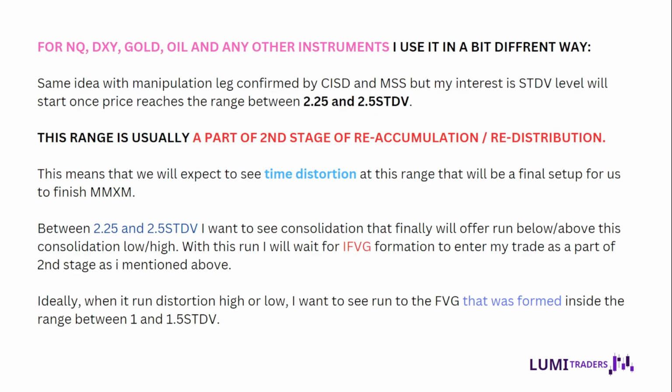Ideally, this run above distortion high or low. With this run, I want to see retracement. For example, if we run distortion low, I want to see retracement down to the fair value gap that was formed between 1 and 1.5 standard deviation. Don't worry, I'm going to show you the picture.